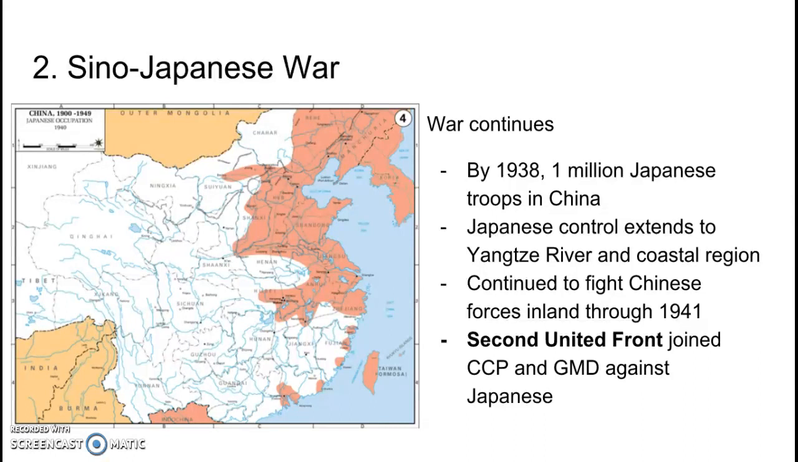That Second United Front, which joined the CCP and the GMD against the Japanese, turned this war into a war of attrition that was fought in the mountains of China, and we'll see that the Japanese will gain very little ground there over the next 5 years.